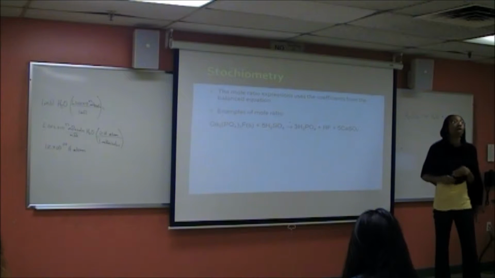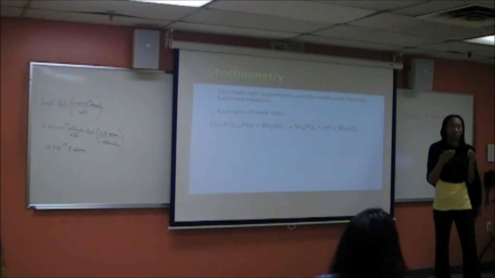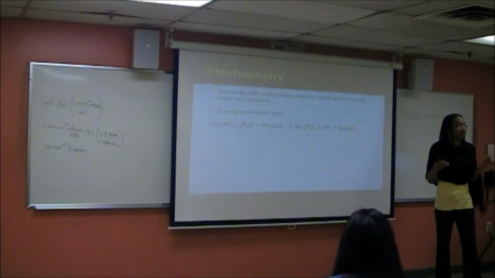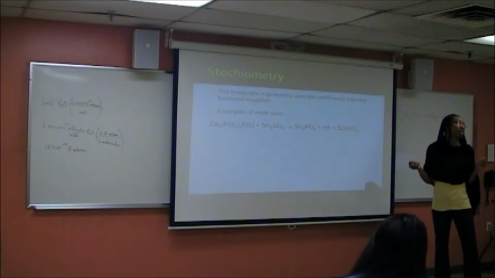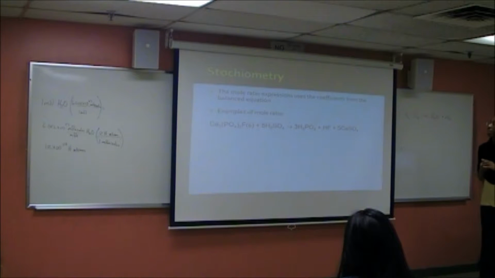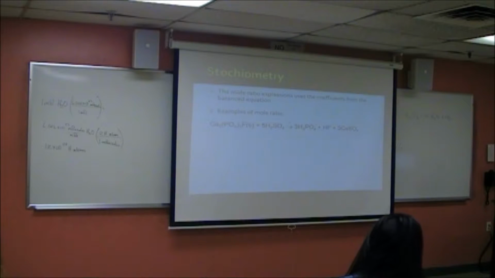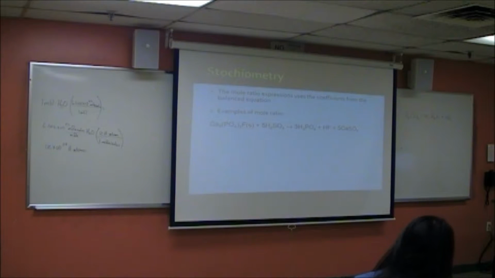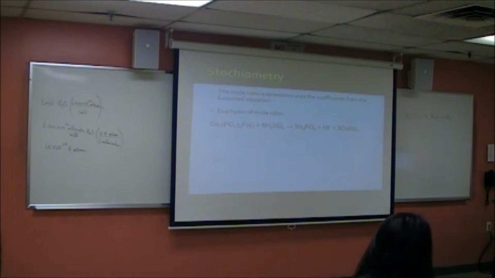Okay? So now, where does my mole ratio come from? My coefficient. Good. Now, Mohammed, since you started, can you finish my sentence, please, and thank you? Yes, 1 mole calcium phosphate fluoride reacts with 5 mole sulfuric acid. We produce 3 mole phosphoric acid, and 1 mole hydrofluoric acid, and 5 mole calcium sulfate. Very good.